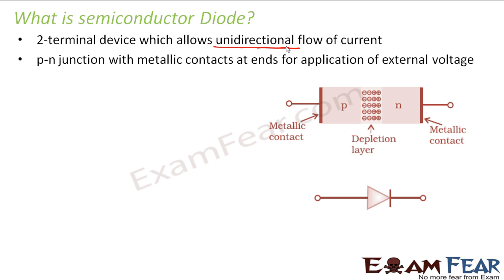So diode is not a new thing. It is just a p-n junction, just that you add metallic contacts on both sides of the p-n junction so that you can apply some external voltage to this p-n junction. Now under this topic of semiconductor diode, we will learn how the diode behaves under application of different voltages. We will study all those things. So now you understand why understanding the p-n junction was so important.